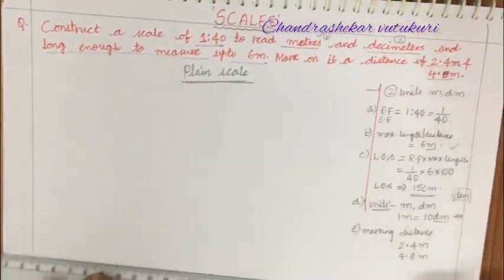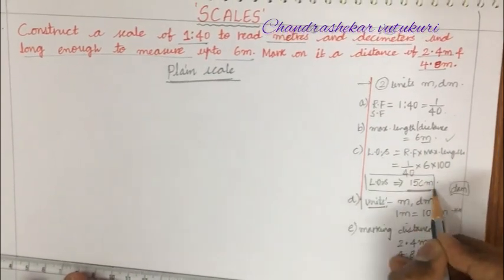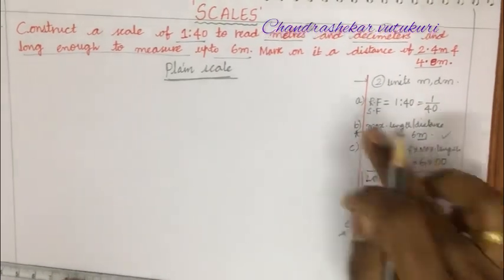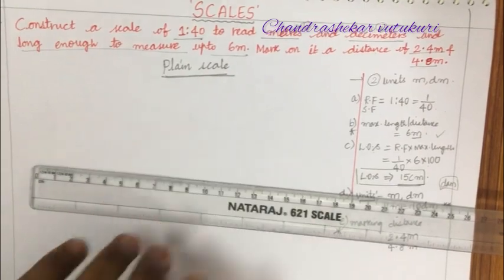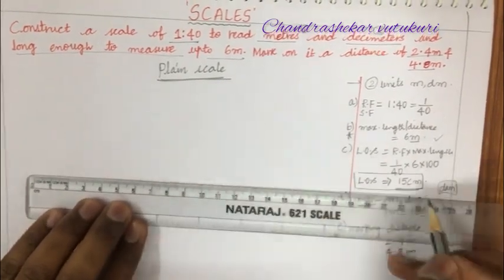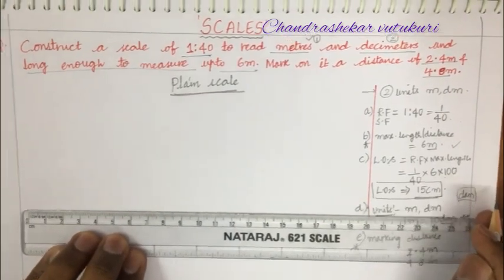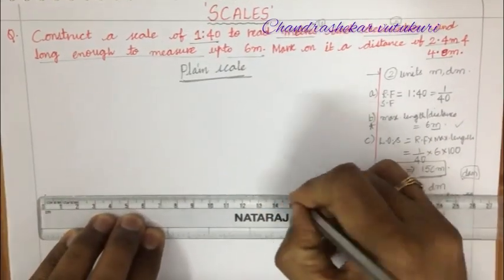Now, after working out these things, I need to highlight the length of the scale, the marking distance as well as the maximum distance. Now, taking into consideration the scale, you are supposed to work out 15 centimeter on a drawing sheet. So, please do work out 15 centimeter on your drawing sheet.